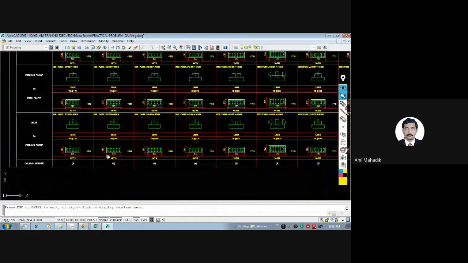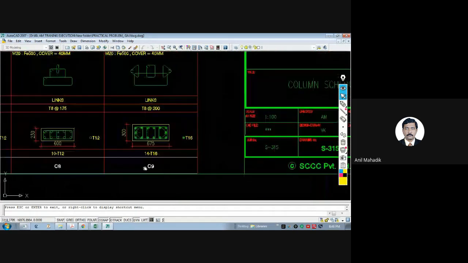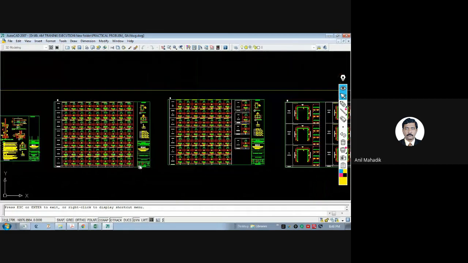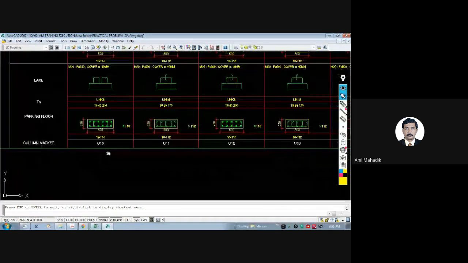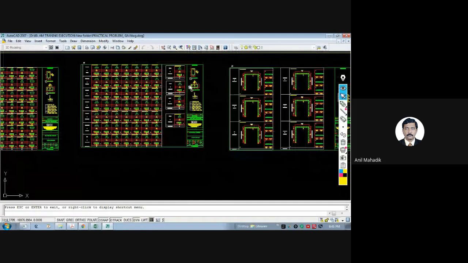So we have a lot of column details. Now this is till C9. This A1 sheet fits only 9 columns here. Then you can go to the other sheet, and from 10, 11, 12, 13, you can add columns in that sheet. Even if they are not fitting, then you can add another sheet like this. So many times we have a lot of drawings for columns also.